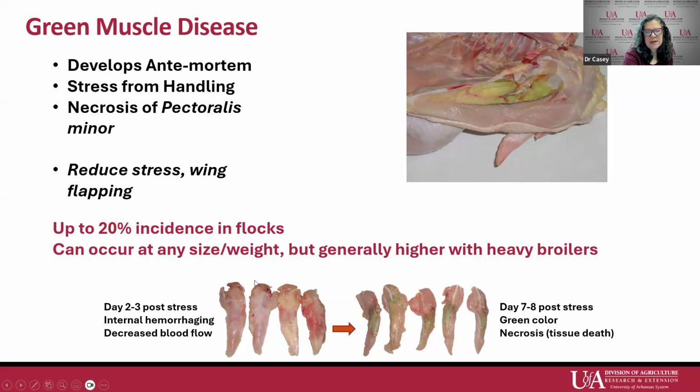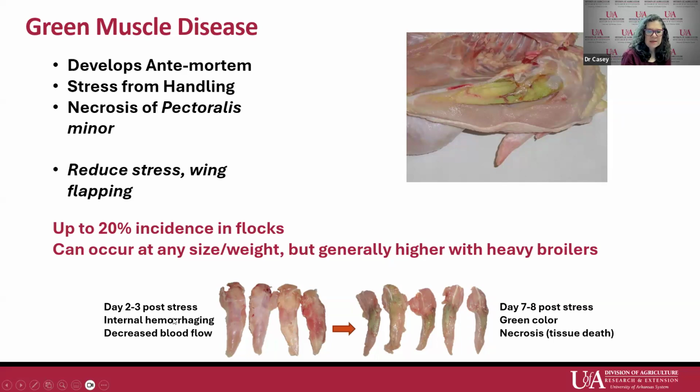2 to 3 days post stress, you see hemorrhaging. But as that hemorrhaging resolves, it turns green because it's just a breakdown of those blood components. And also, if the vessels were not repaired by the body, then that tender will also atrophy, so they'll shrink. It's really necrosis, that tissue is dying.